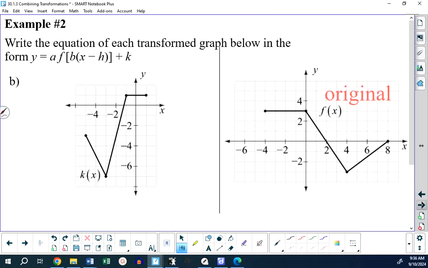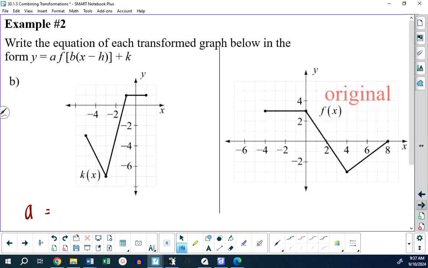B. Can you again make sure that my graph matches yours? Okay. So, first things first. Is it just as tall? If the new function, which I'm calling k of x here, is the same height, then a is 1. I don't think it is. It's taller, so a will be a number greater than 1.